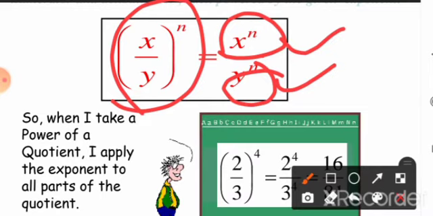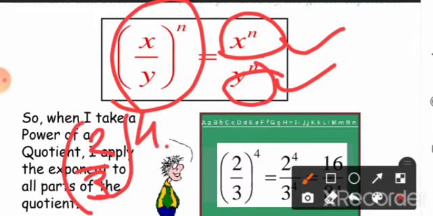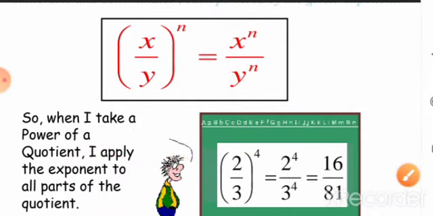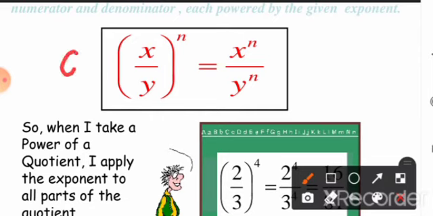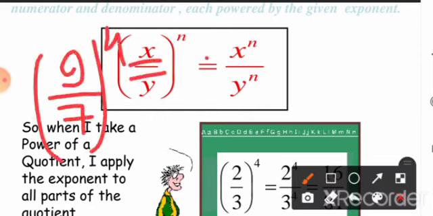Like (2/3) power 4. An example is given here. So write now 2 power 4 upon 3 power 4. Any other example you can take also, (9/7) power 4. So you can write now 9 power 4 upon 7 power 4.